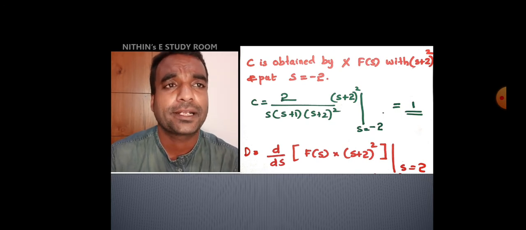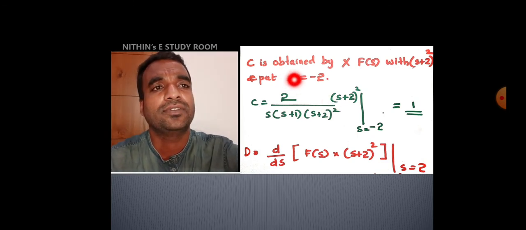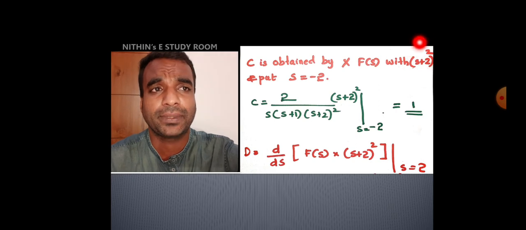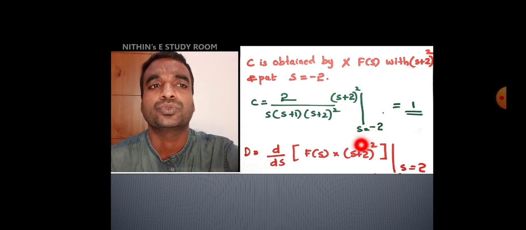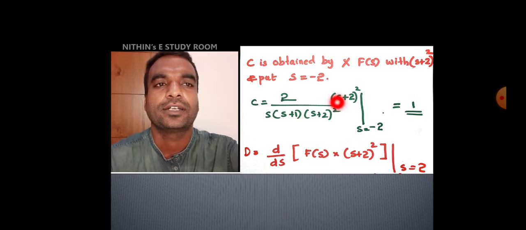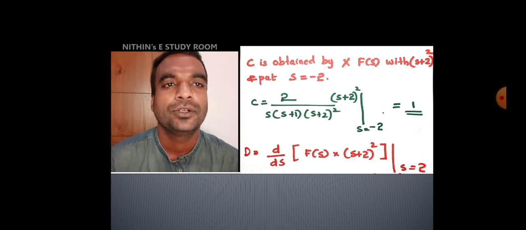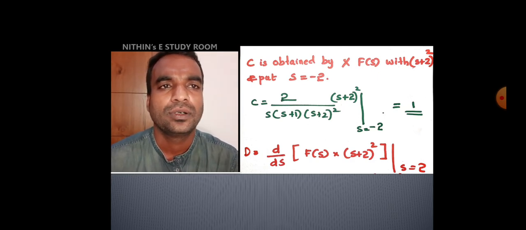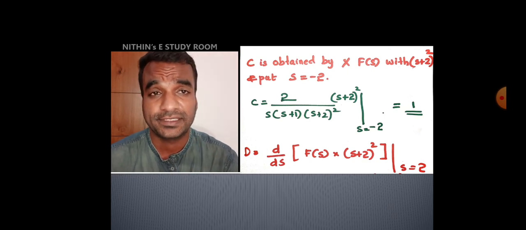And c is obtained by cross multiplying with s plus 2 square, and put s is equal to minus 2. The same step. Here the denominator of c was s plus 2 square. That's why we are multiplying the total equation with s plus 2 square. And from this we know s plus 2 is equal to 0, s is equal to minus 2. So put s is equal to minus 2. So here s plus 2 square and s plus 2 square will get cancelled. It is 2 by s into s plus 1. So as s is equal to minus 2, put that in 2 by s into s plus 1. You will get 1. C is 1.